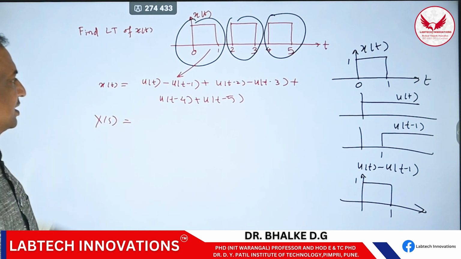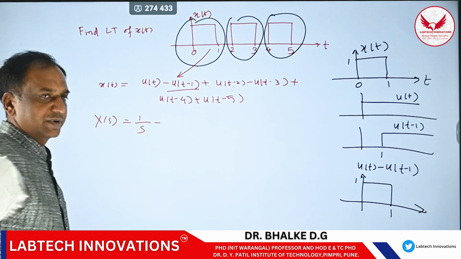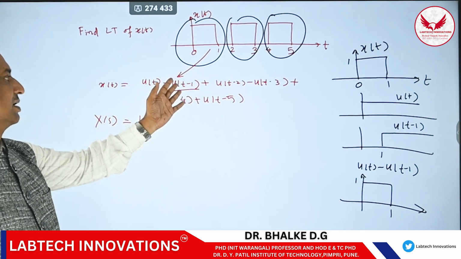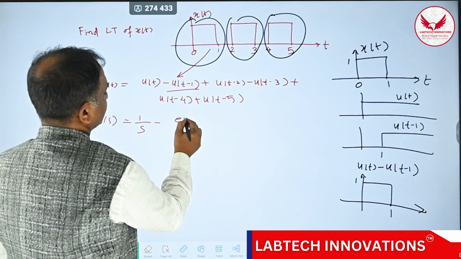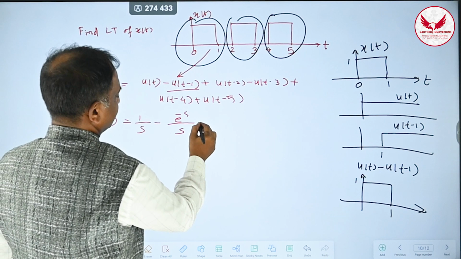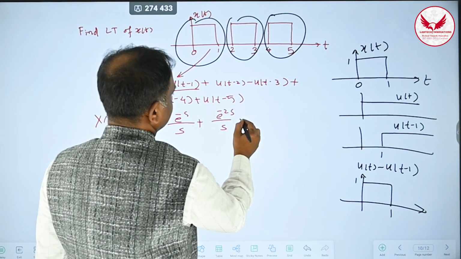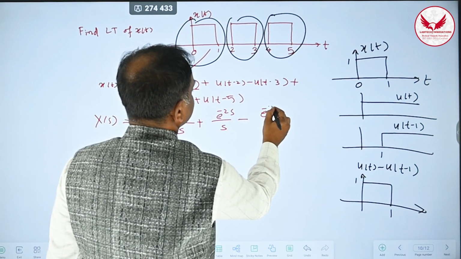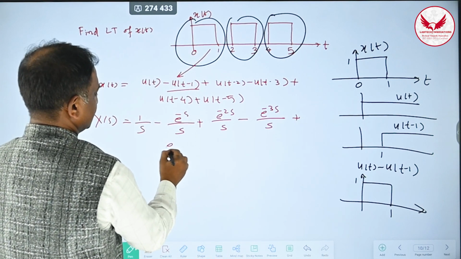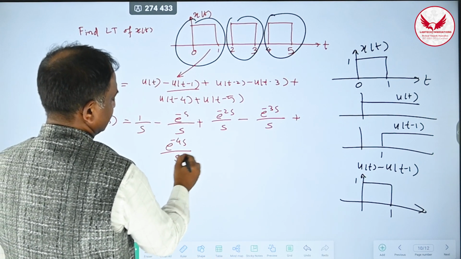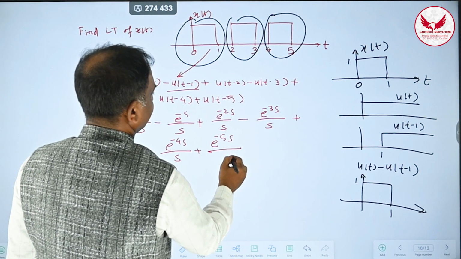We know the Laplace transform of u of t is 1 upon s. It is the time shifting property: for u of t it is 1 upon s, and for x of t minus t0 it is multiplied by e raised to minus s t0. Here t0 is equal to 1. So we get e raised to minus s divided by s, plus e raised to minus 2s divided by s, minus e raised to minus 3s divided by s, plus e raised to minus 4s divided by s, plus e raised to minus 5s divided by s.